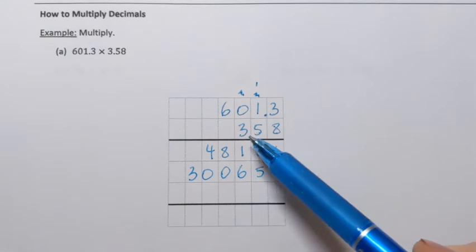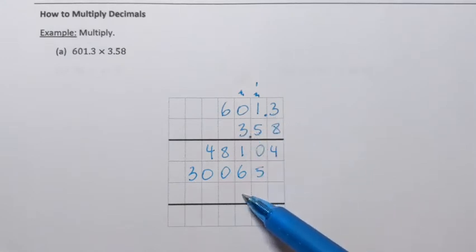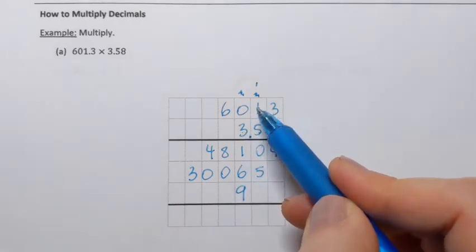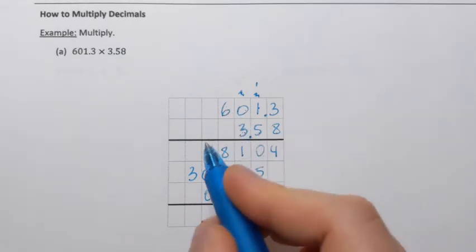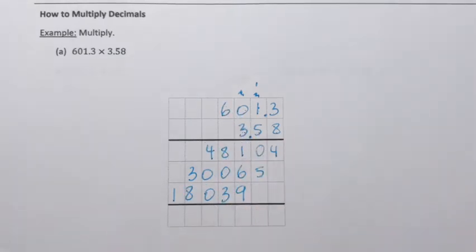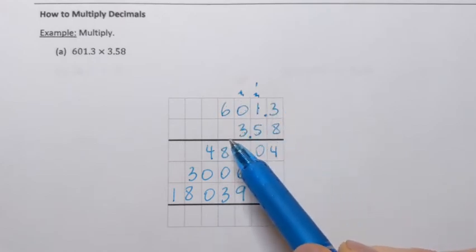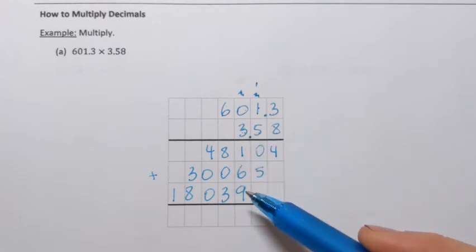Okay, and the last digit is 3. 3 times 3, that's 9. I have to start writing here underneath, 9. 3 times 1 is 3. 3 times 0, 0. 3 times 6, 18. We multiplied out those two numbers ignoring the decimal points. We're still ignoring them, so we need to finish multiplication, right?